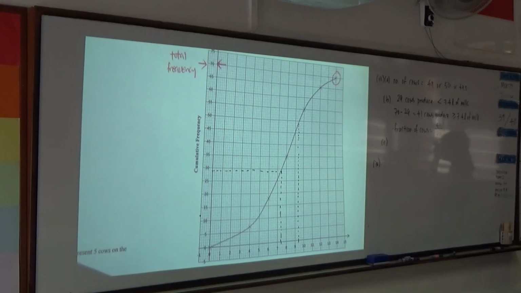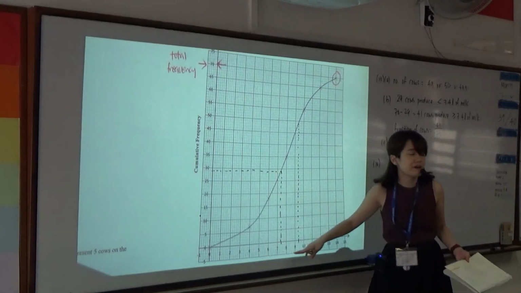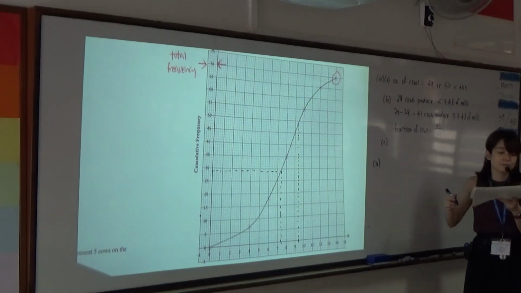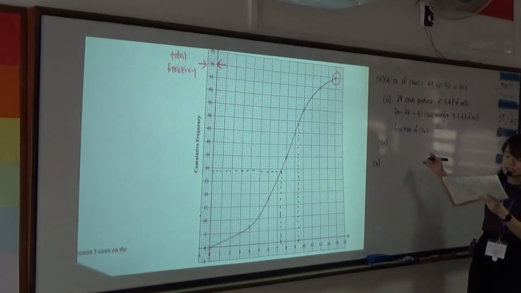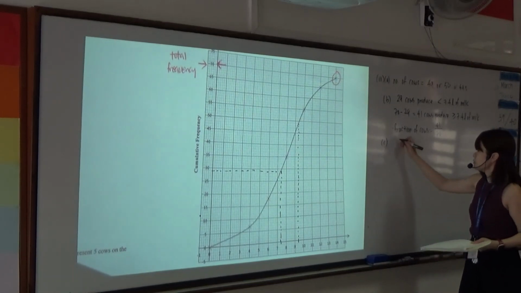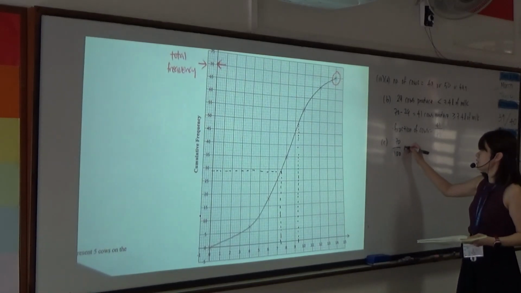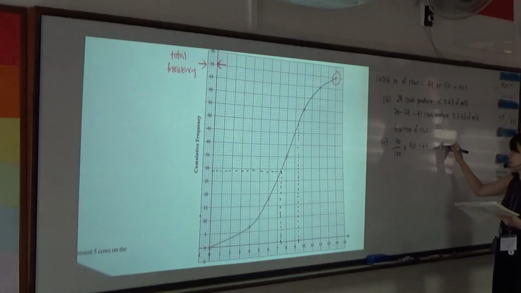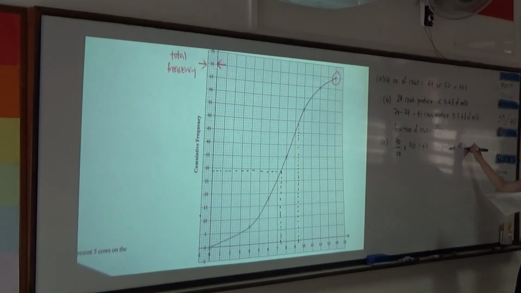Part C says that we want to find the value of X if 70% of the cows produce at least X liters of milk. So X is the amount of volume itself, so that is a value to be found from the X-axis. We're looking at 70% of the cows producing at least X liters. So we find 70% of the cows first. That is 49 cows.